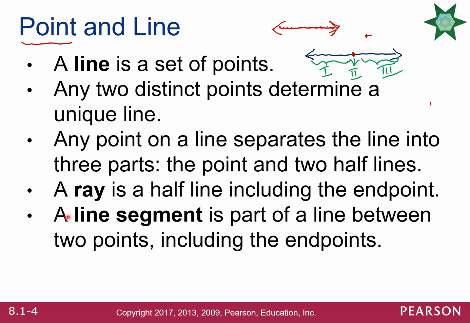Then we have another term here called a ray. A ray is a half line including the end point. So if this is the end point, or let's just mark an end point, another end point here, maybe this, and we label these points A and B. A ray is a half line including the end point of the line. And a line segment is part of a line between 2 points, including the end points.